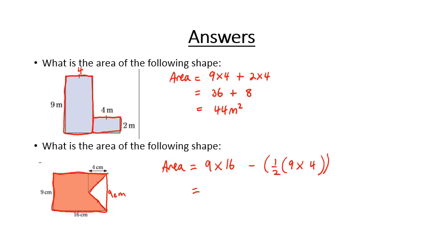So 9 times 16 is 144. Sorry, I said 134 earlier, that's incorrect. 144. Take away half of 9 times 4. Now 9 times 4 is 36, so half of that is 18. That's going to be 126 centimeters squared.